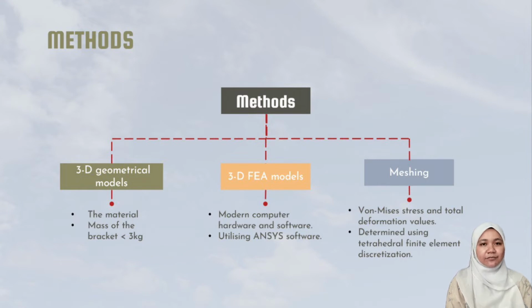Second, the 3D finite element analysis model development uses modern computer hardware and software, utilizing ANSYS software. In this part, we also create a flowchart. Lastly, we do meshing to get von Mises stress and total deformation values. This method is determined using tetrahedral finite element discretization.